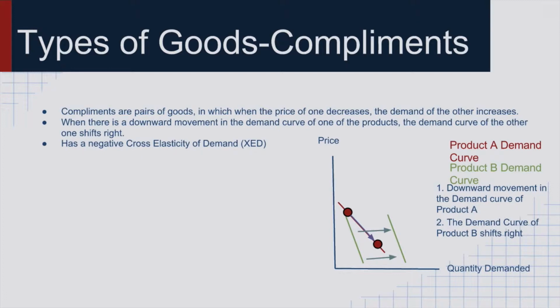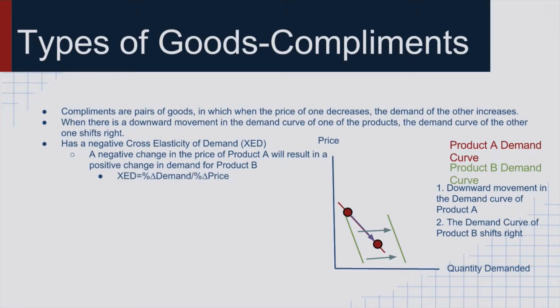So complementary goods also have a negative cross-elasticity of demand. A negative change in the price of product A results in a positive change in the demand for product B. So as cross-elasticity of demand equals the change in demand over the change in price, a positive change in demand over a negative change in price will equal a negative value.